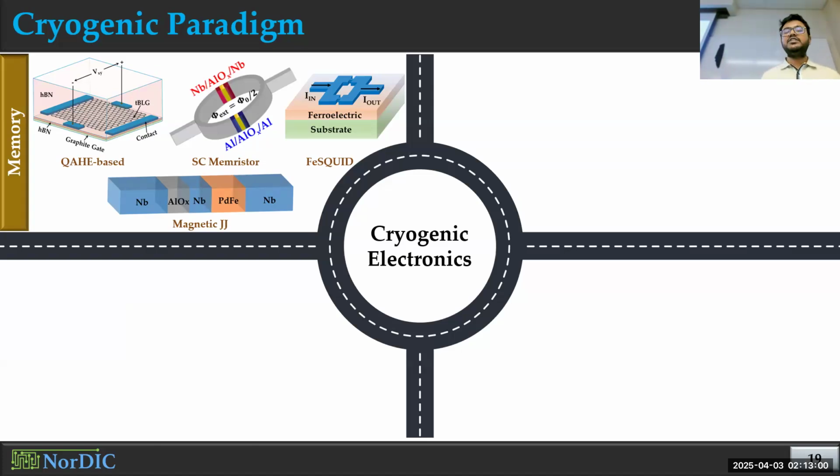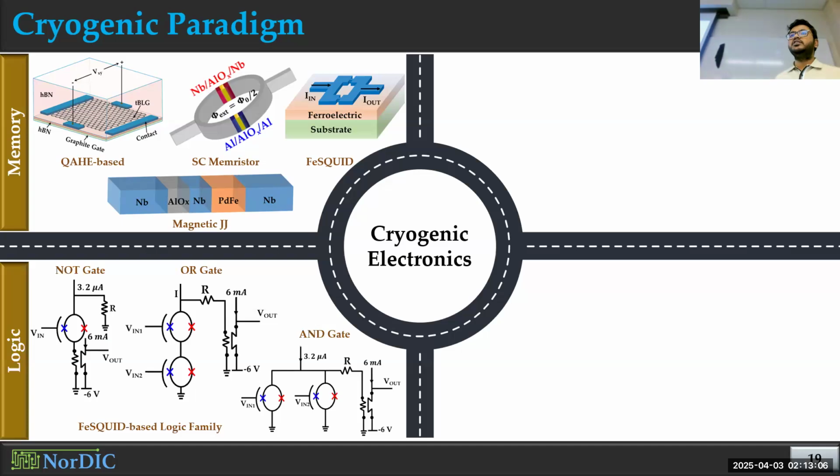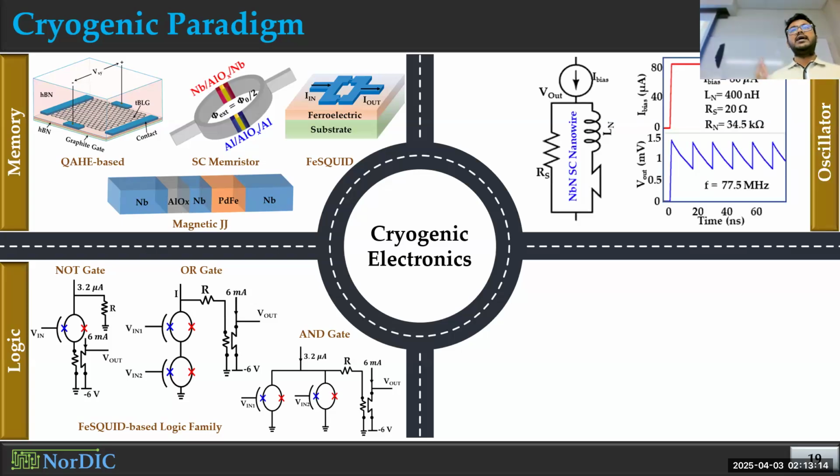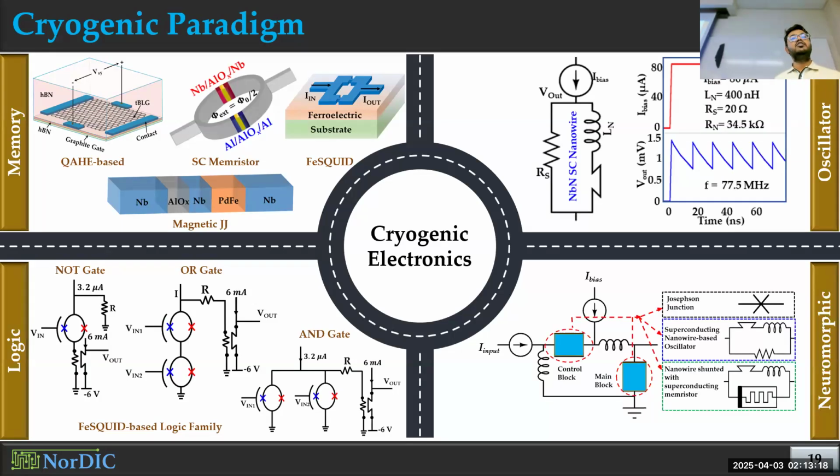Memory, people are trying to design cryogenic memory because you need that for quantum computing or other applications. People are also doing cryogenic logic circuits for developing a better processing unit. There are works on cryogenic oscillators and other analog circuitry. People are also doing neuromorphic systems, cryogenic neuromorphic computing.